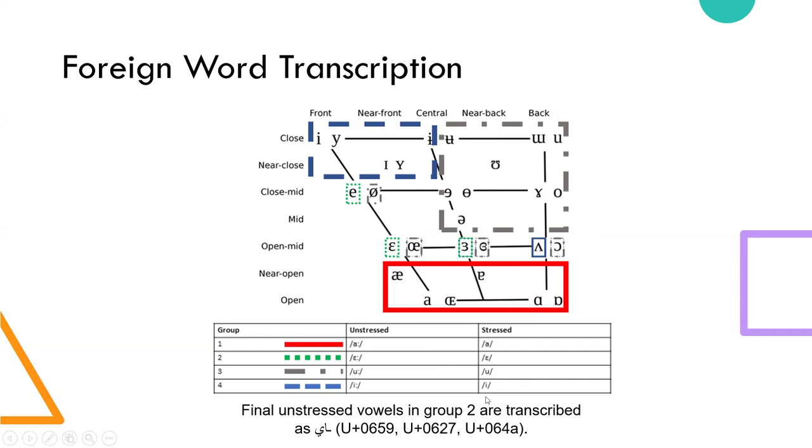The rule is simple. When we have a stressed syllable, the vowel comes short. When the vowel is unstressed, the vowel comes as a long vowel, and it's transcribed the same as in Tunisian. There is one exception: when the final sound in a word is A, it is transcribed as A with the alif and ya.